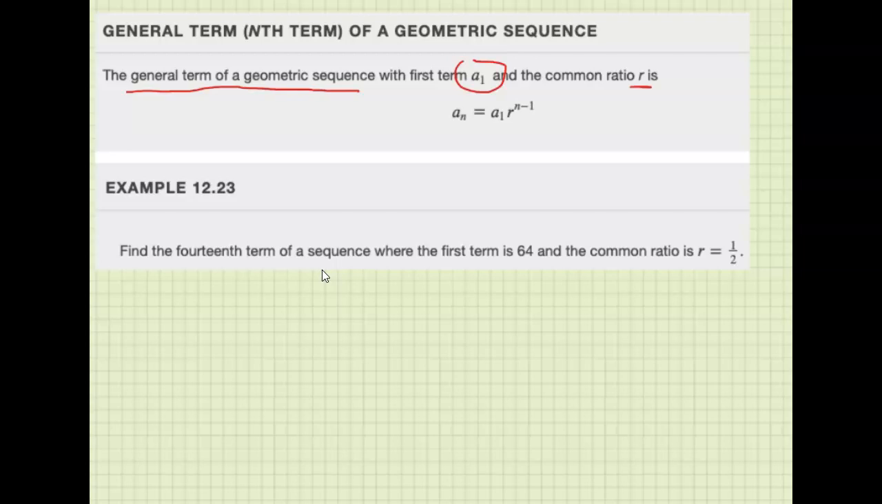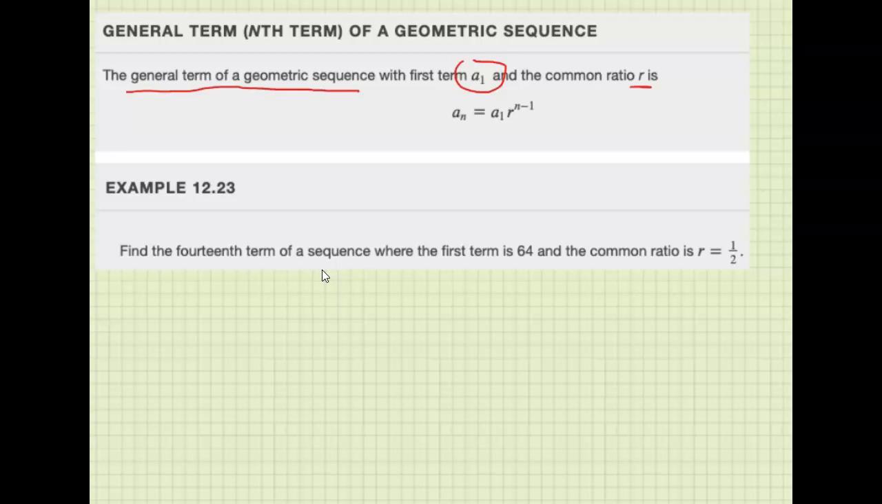And the reason it's n minus 1 is that when we were looking at exponential functions, our initial value was when x was 0, and here the initial value is when n is 1, so it's like this little shift, okay? So let's see how we can use that general term.